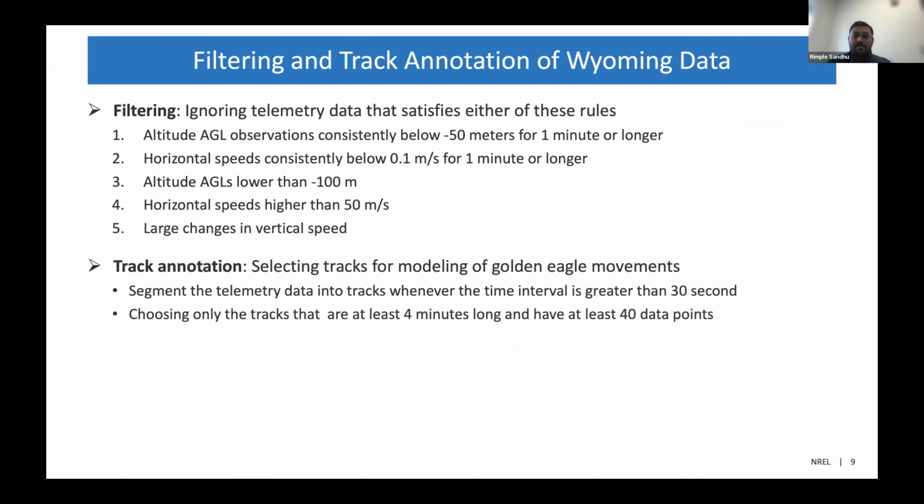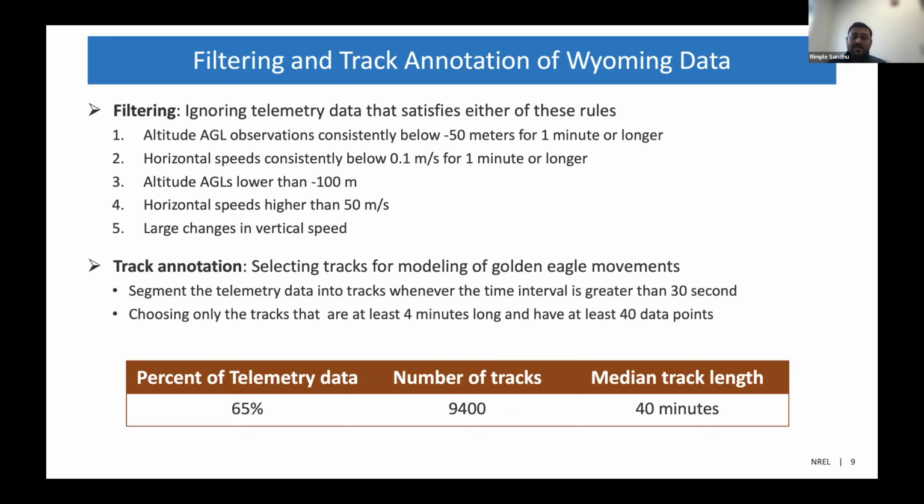Once we filter that data, we want to create tracks. So anytime there is a time difference of more than 30 seconds between 2 data points, we put them in a different track. And we only keep the tracks that are at least 4 minutes long and have at least 40 data points. So then we segment the entire telemetry data into tracks that are independent from each other. Each track is at least 4 minutes long, and the sampling interval is equal to or less than 30 seconds for the entire track.